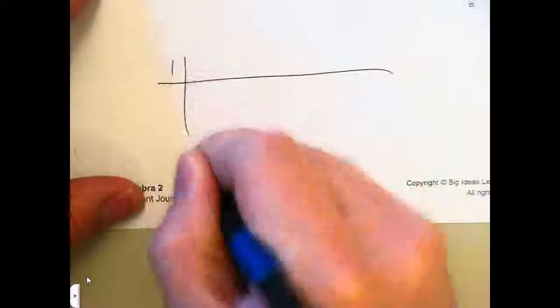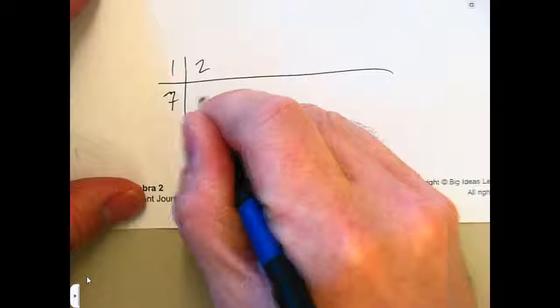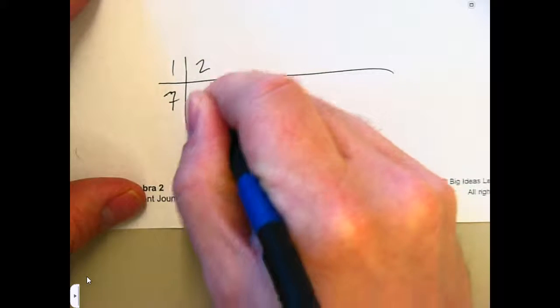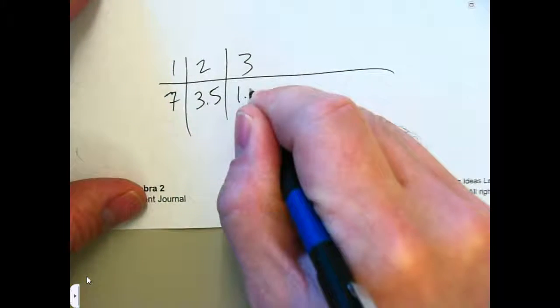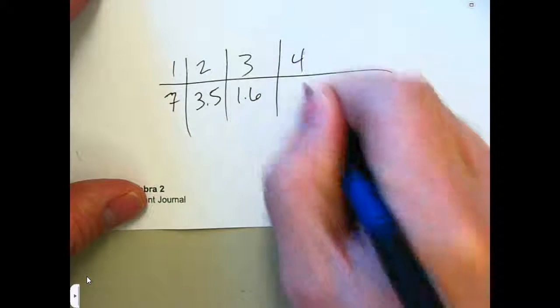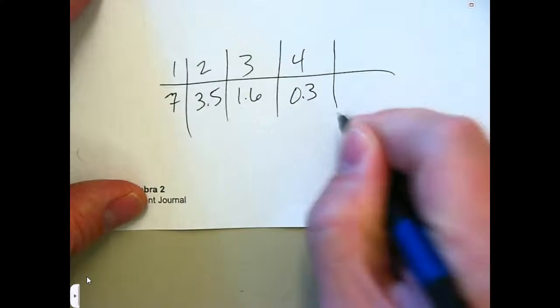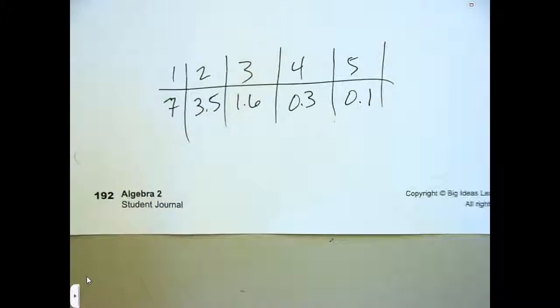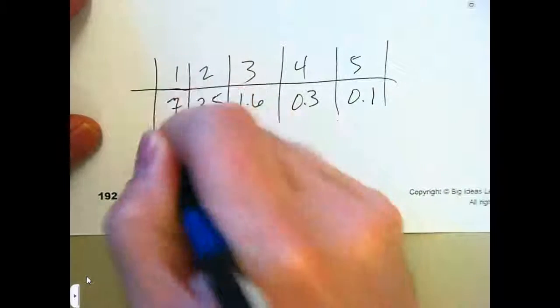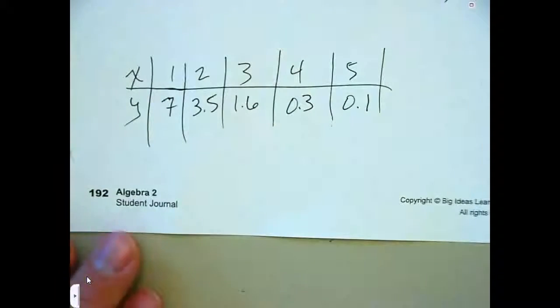For instance, if I gave you a table and I said, well, there's 1 and 7, 2 and 3.5, 3 and 1.6, 4 and 0.3, 5 and 0.1. Is that an inverse variation? Talk with your neighbor. Is that an inverse variation? Why or why not?